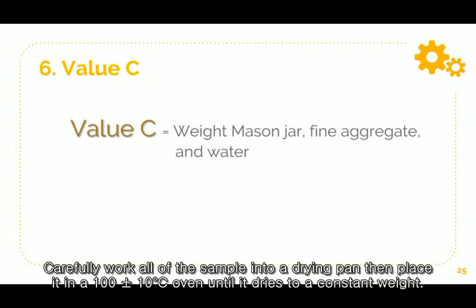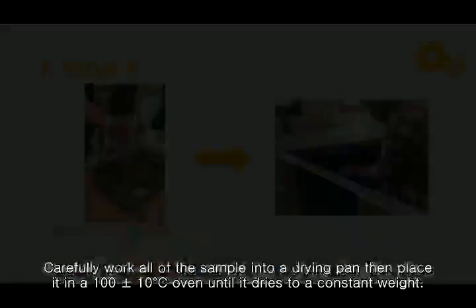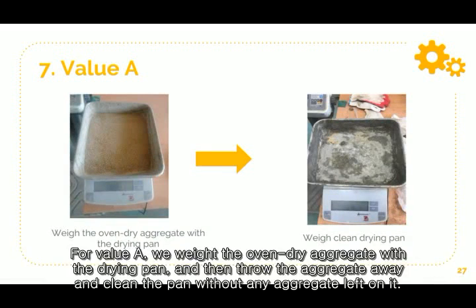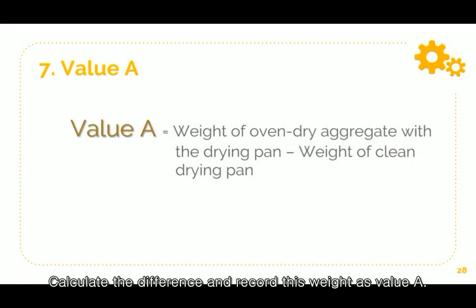Carefully work all of the sample into a drying pan, then place it in a 100 ± 10 degrees Celsius oven until it dries to a constant weight. For value A, we weigh the oven dry aggregate with the drying pan, and then throw the aggregate away and clean the pan without any aggregate left on it. Calculate the difference and record this weight as value A.